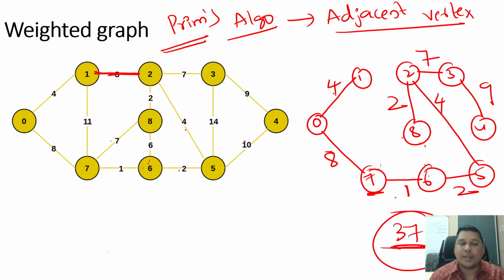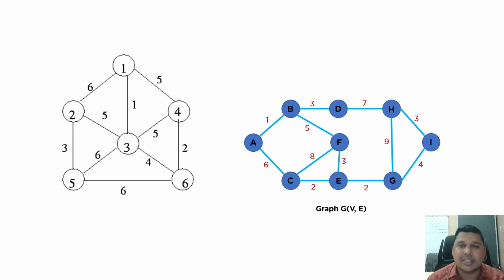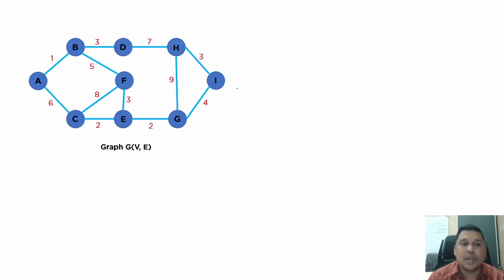So this you have to find out: what is the minimum spanning tree and what is its cost? That we have to find out. So this is Prim's algorithm. Okay, let's solve another example and apply again. Same, let's apply Prim's algorithm on this graph.